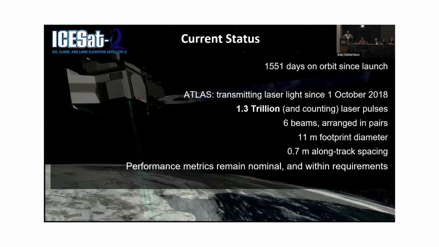Great. And if you didn't hear it yesterday, here's a little bit on the current status of ICESat-2. We've been on orbit for 1,552 days now. I didn't update this by one from yesterday. And of course, the sole instrument on the ICESat-2 observatory is ATLAS. That's the laser altimeter. Everything is healthy up in space, and so I won't belabor the point. ATLAS is doing its thing, up to 1.33 trillion laser pulses and counting.